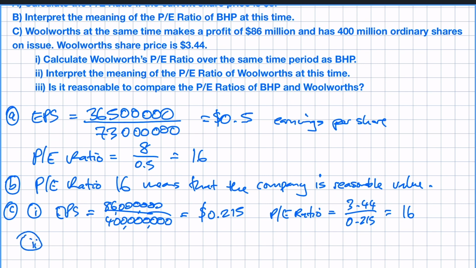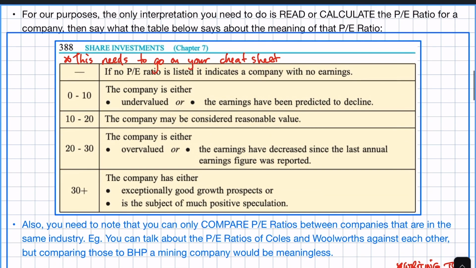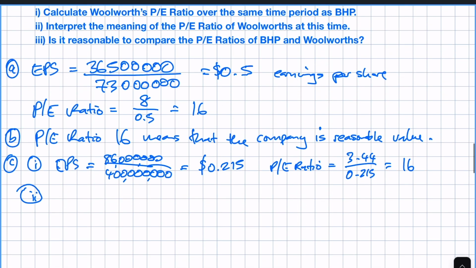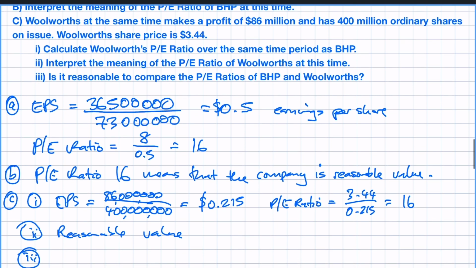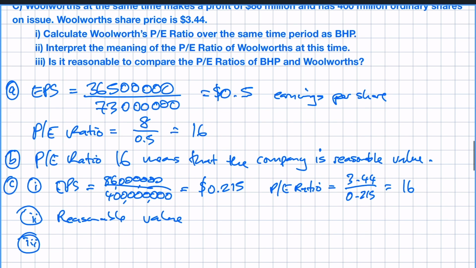2, interpret the meaning of the PE ratio of Woolworths at the same time. Was it in the same area of the table as BHP? It was between 10 and 20 as well. So reasonable value again. And then 3, last one. Is it reasonable to compare the PE ratios of BHP and Woolworths? Are they the same industry? No. So you'd be like, no, they are different industries. So I'll give you some writing time for that example.